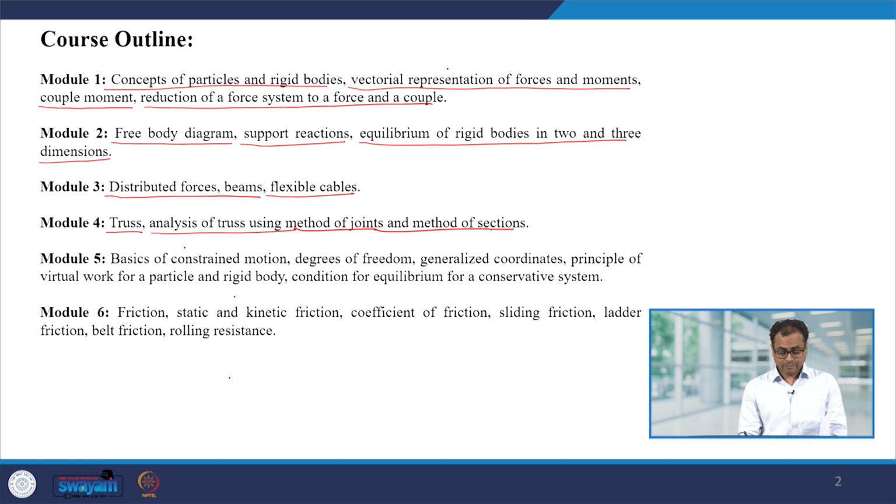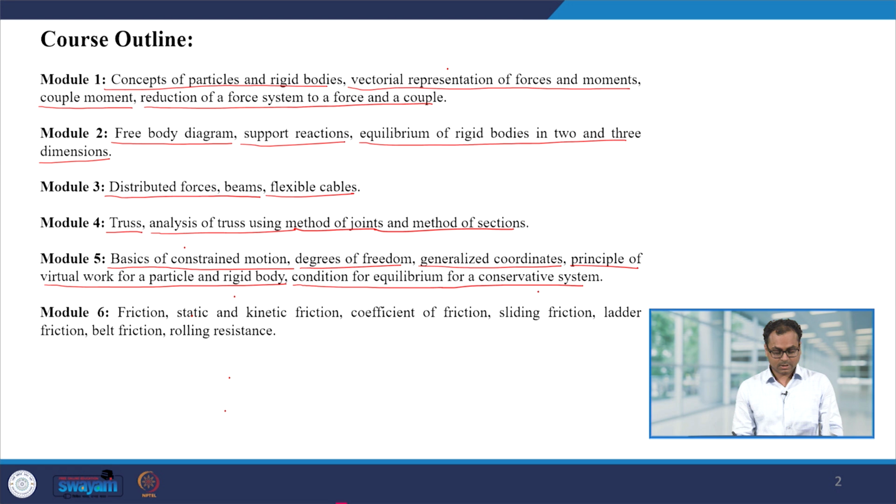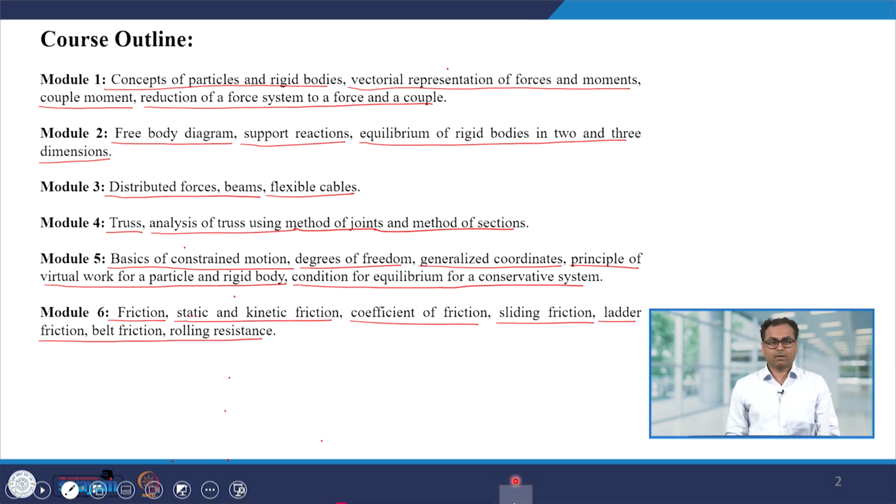sections. In the fifth module, we will look at the basics of constrained motion, degree of freedom, generalized coordinates, principle of virtual work for a particle and a rigid body, condition for equilibrium for conservative systems. In the sixth module, we will discuss friction, static and kinetic friction, coefficients of friction, sliding friction, ladder friction, belt friction and rolling resistance. So, this is all about the static part of this course.